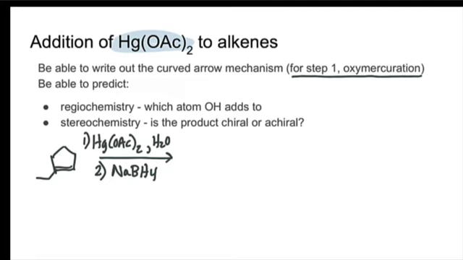Okay, so you'll identify this reagent set. It'll always be written out like this: mercury diacetate in water as step 1, and sodium borohydride as step 2. And so we'll be predicting how water adds across the double bond, and what we're going to find is that the regiochemistry is very similar to that of adding a dilute solution of H2SO4. So OH is going to add to one carbon, H is going to add to the other carbon, and the OH does add to the more substituted side.